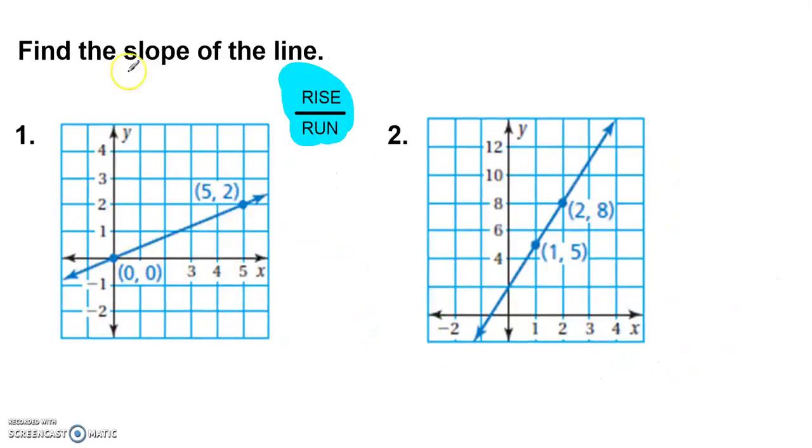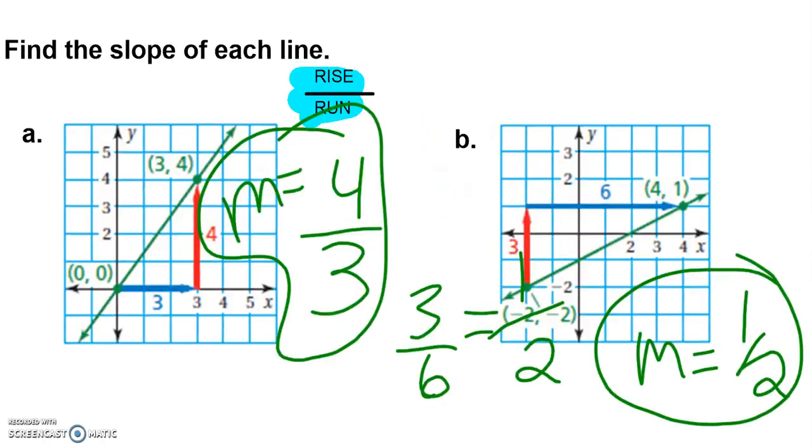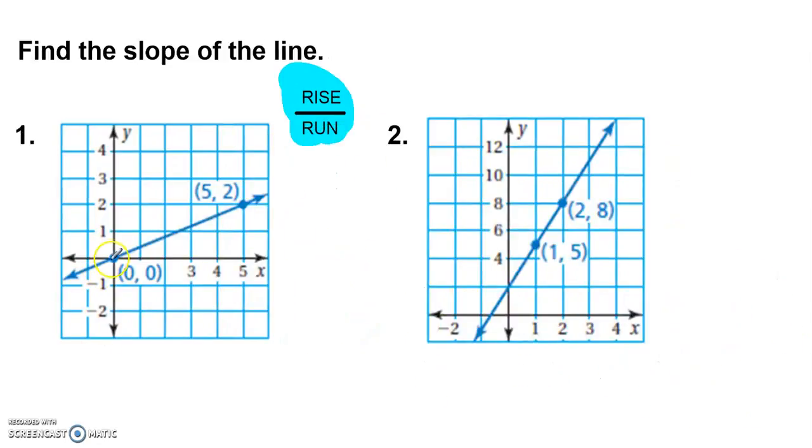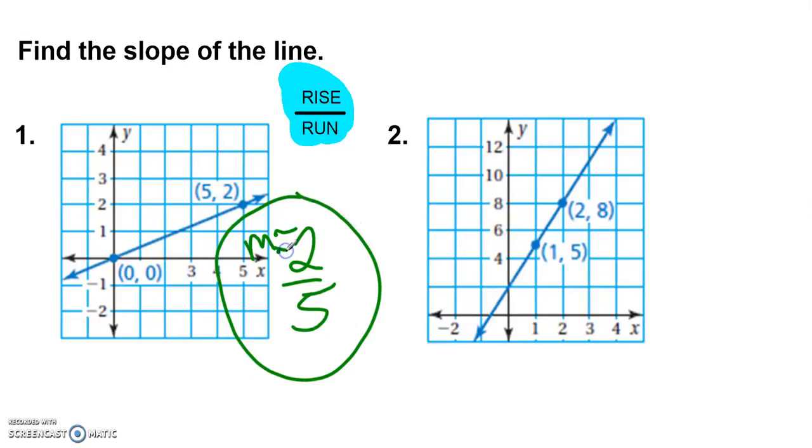Okay, so now it says find the slope, and they don't give us any picture with the lines and stuff, which is here. They're like, here, look, we're giving it to you. Okay, now they're not. Okay, so we're rising up 2 and we're running over 5. So it's 2/5. So m equals 2/5.